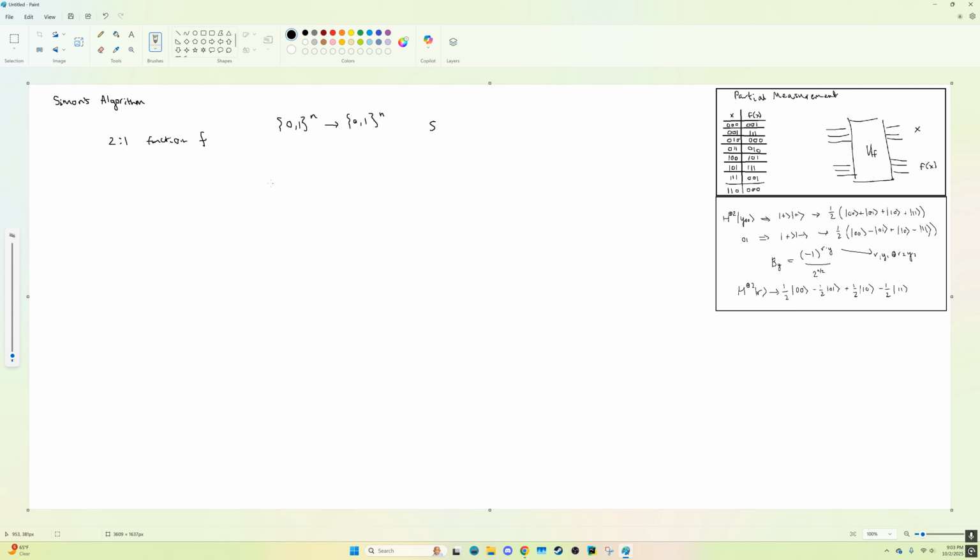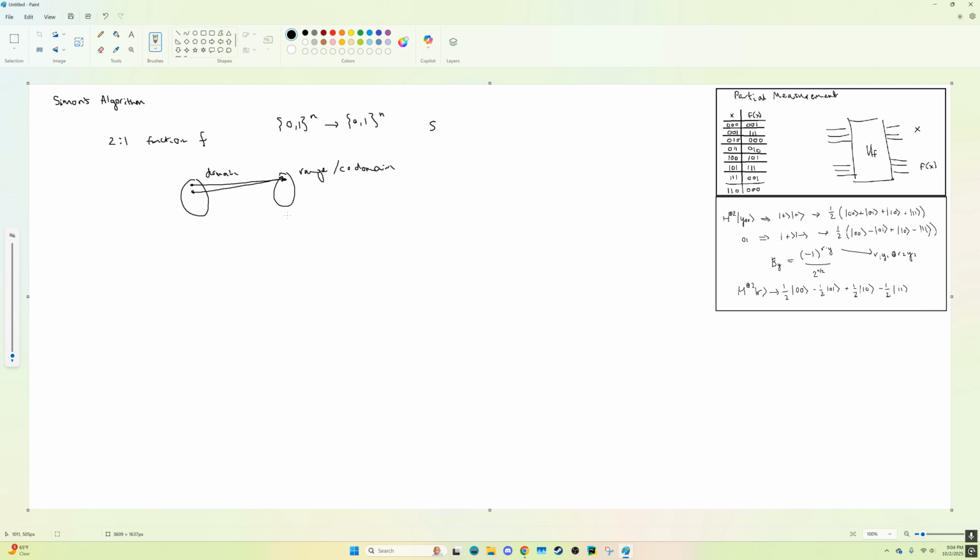So what is a 2-to-1 function? A 2-to-1 function means for the domain and the range, or codomain, if you ever hear that term, they're exactly the same thing. This means that for every single output in the range, there's 2 inputs that map to that exactly. There's no more than 2 inputs. There's no less than 2 inputs.